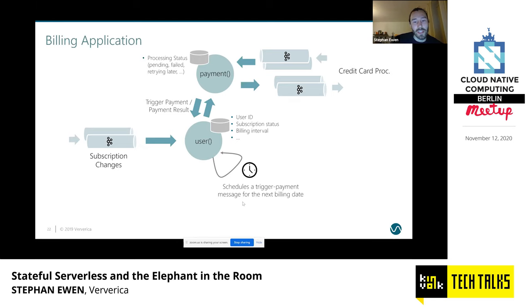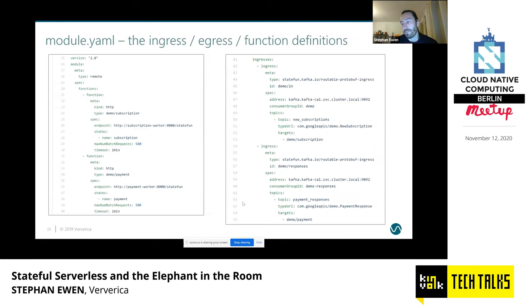From this high-level use case description, let's look at some code. How do you build this? The first thing is defining the functions that the stateful function event-driven database should be aware of. We can see this on the left side. We define two types of function, the subscription function and the payment function. They sit behind two HTTP endpoints through which they are invoked. We define some state that they have, and some parameters around timeouts and message batching and so on. And that's pretty much it.